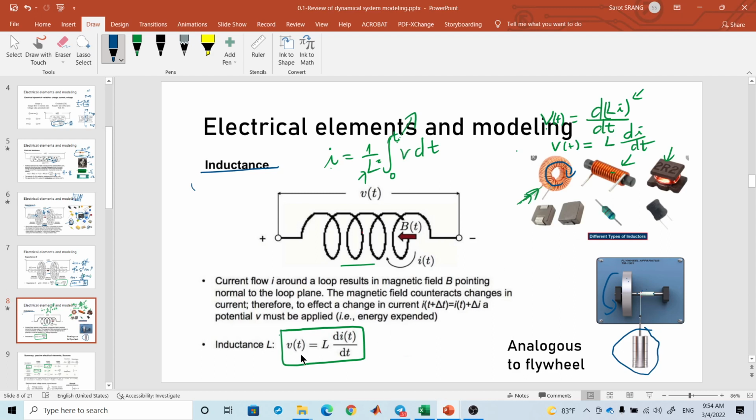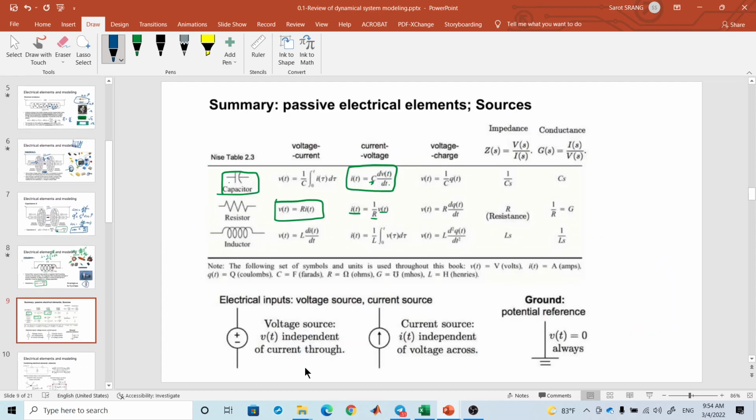So a very simple relationship between voltage and current. Voltage here is proportional to the time derivative of current. If the current is strong, the magnetic spinning is also strong, and the rate of change of magnetic flux with respect to time gives voltage. So here's just a table summarizing the relationship between current and voltage for the capacitor, and you can see here for the resistor.